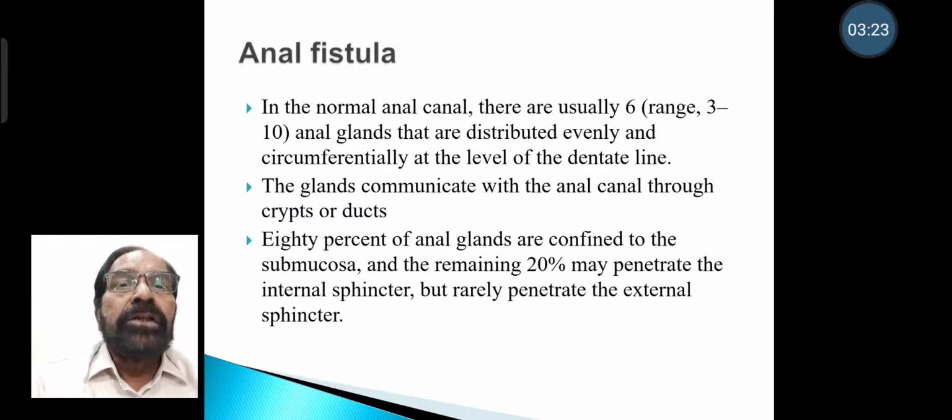In the normal anal canal, there are usually 6 anal glands that are distributed evenly and circumferentially at the level of the dentate line. Glands communicate with the anal canal through crypts or ducts. 80% of anal glands are confined to the submucosa, and the remaining 20% may penetrate the internal sphincter but rarely penetrate the external sphincter.